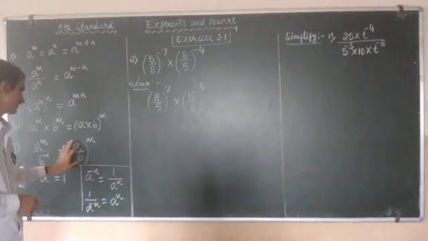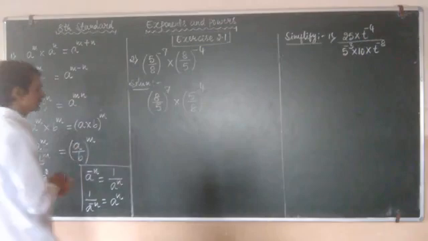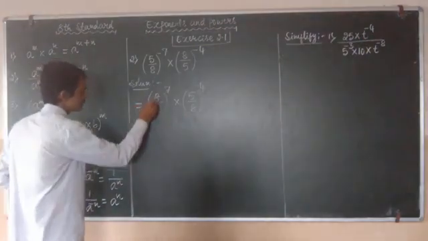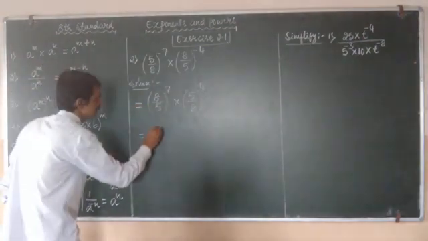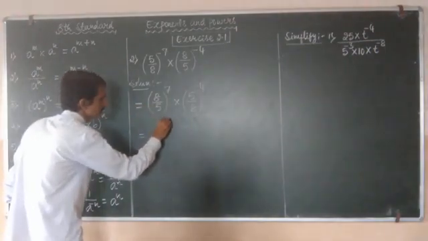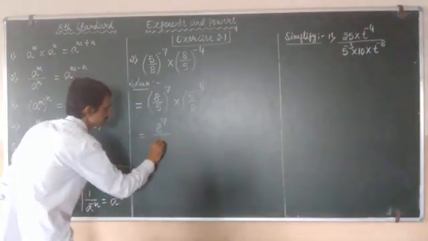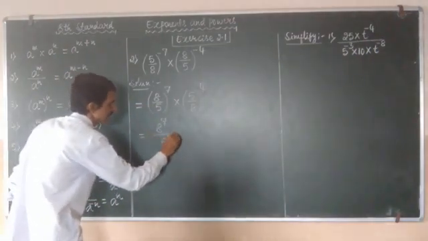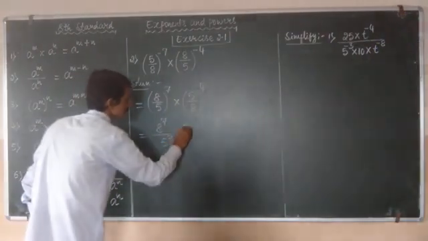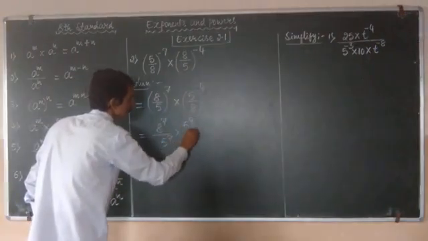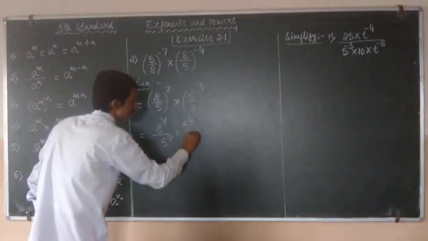So therefore this can be written as 8 to the power of 7 by 5 to the power of 7 into 5 to the power of 4 by 8 to the power of 4.